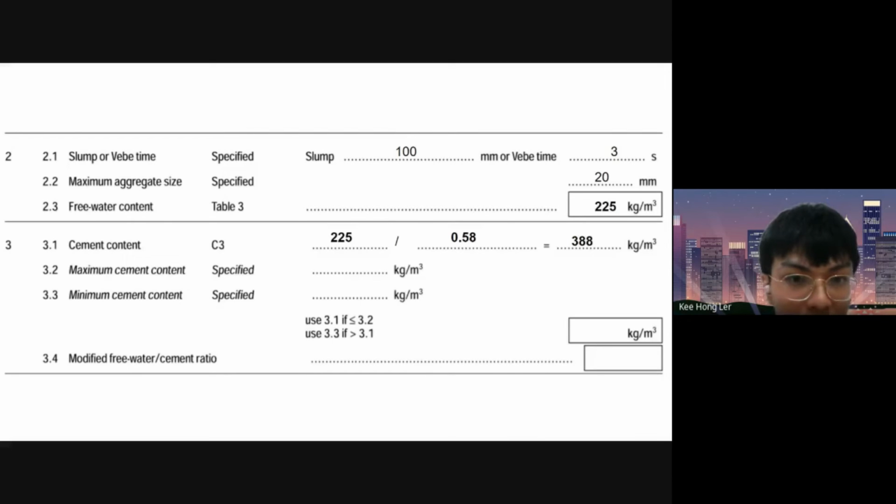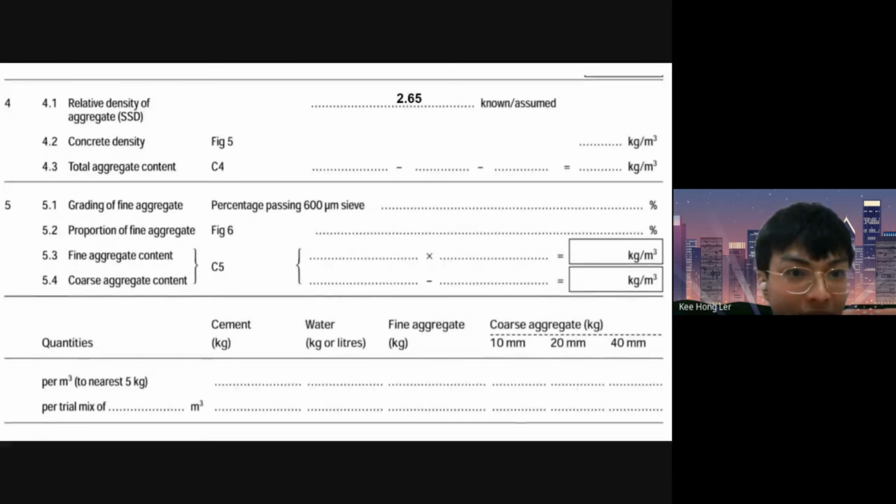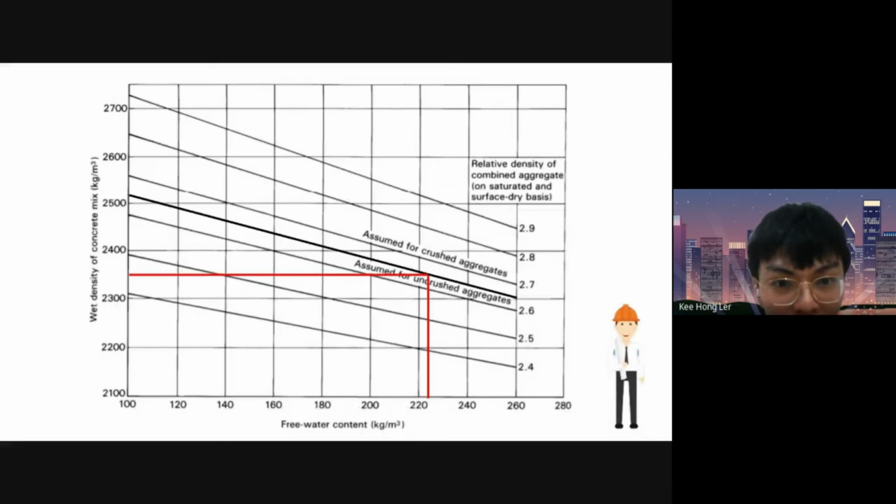For Stage 4, our given relative density of aggregate SSD is 2.65. We can use this to find our concrete density or wet density. So we have to draw a new line again since there is no line labeled as 2.65. So we draw a line labeled as 2.65 and our free water content is 225. So we can get our wet density equal to 2,350.